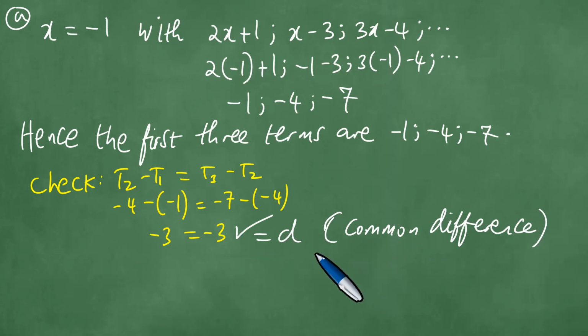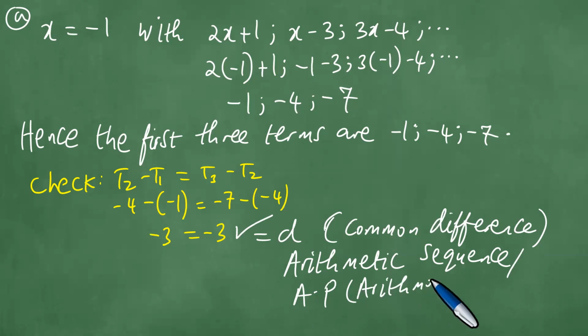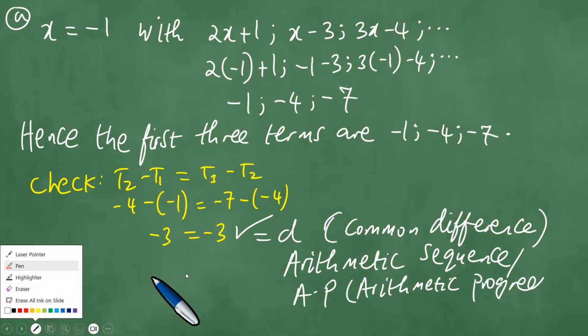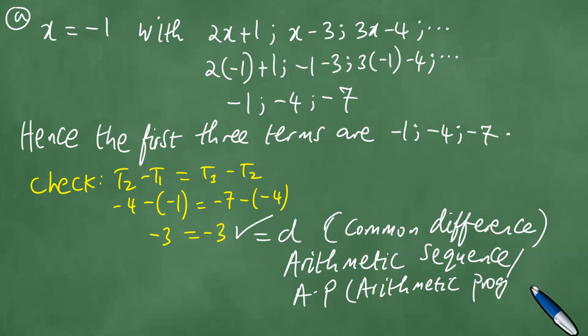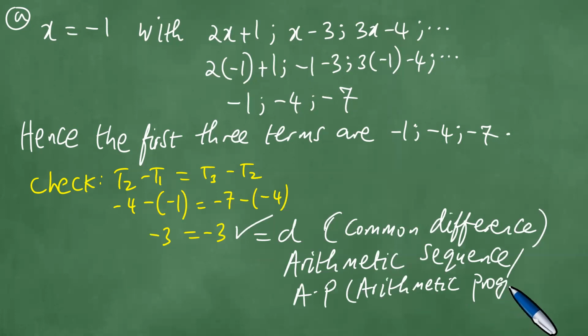We have a common difference, and therefore it means that we are dealing with an arithmetic sequence. We're dealing with an AP. What does AP stand for? It is an arithmetic progression. Okay, so we're going to be doing a lot of problems on arithmetic progression.